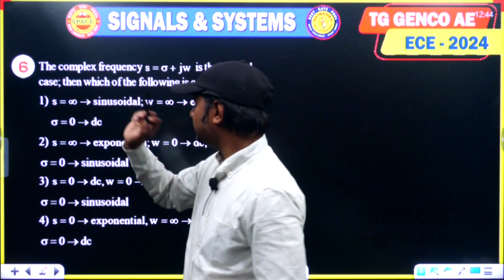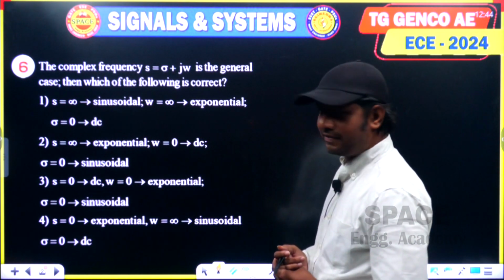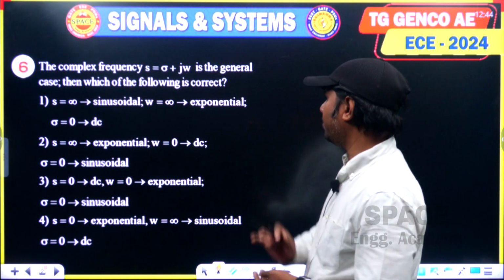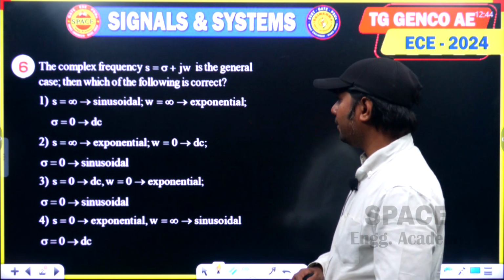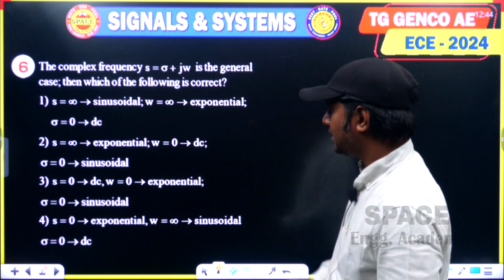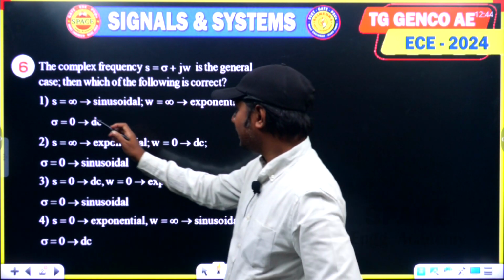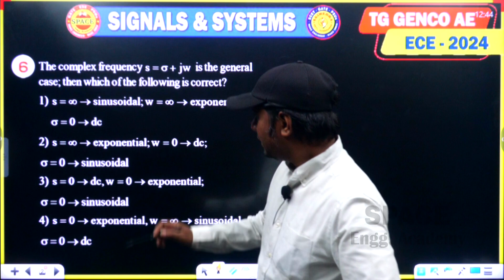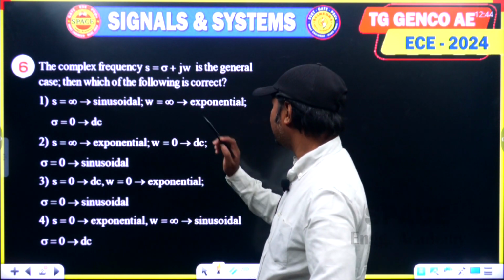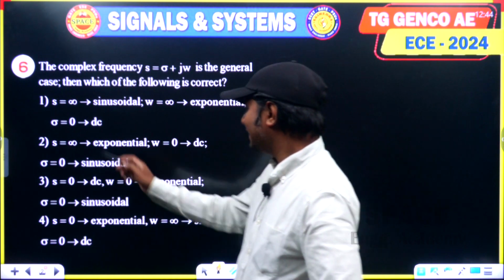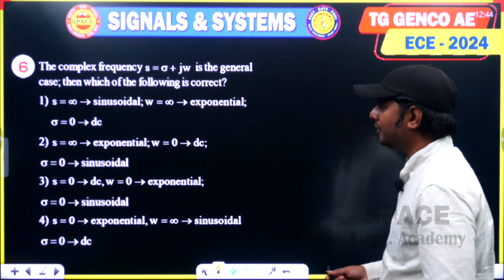Now the sixth question in the ECE paper was given like this: the complex frequency S is equal to sigma plus j omega is the general case, then which of the following is correct? He gave 4 options. Now what happens if S tends to infinite? He said that the first option is S tends to infinite, then it becomes a sinusoidal, omega is equal to infinite means it becomes an exponential, and sigma is equal to 0 means DC. Various options were given. How to solve this problem?